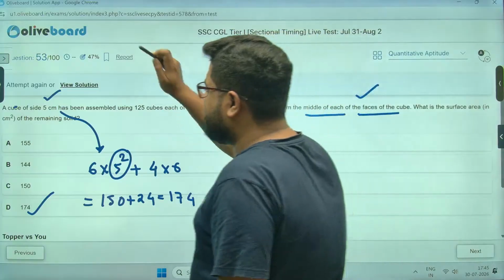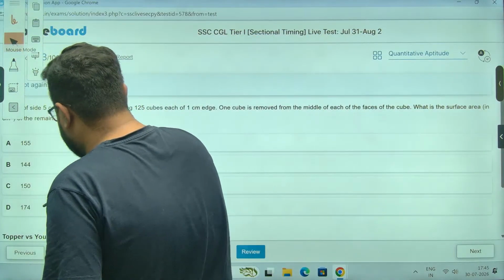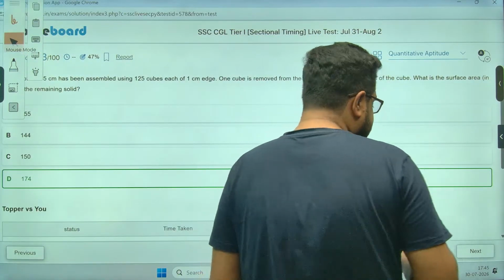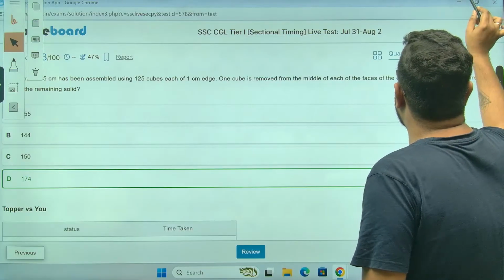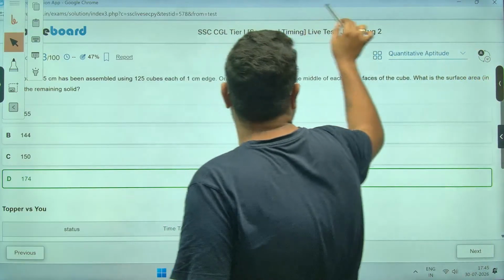Again, not a very difficult question, but again, you need to visualize. If you don't visualize, this question will give you a little trouble. Clear, sir?